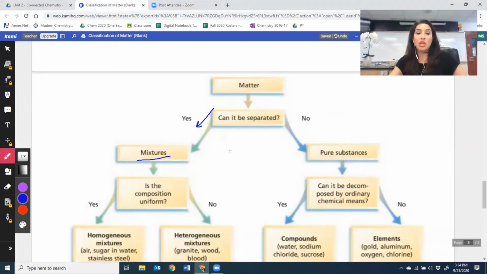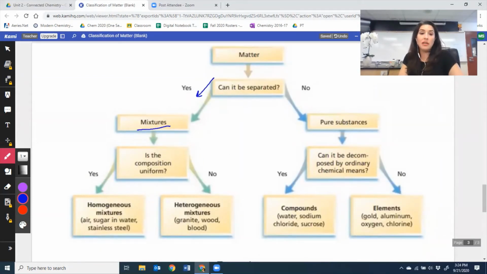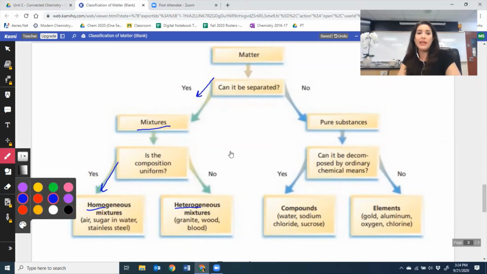If the mixture is uniform in composition, it's a homogeneous mixture, meaning same throughout. If it's not uniform in composition, then we're talking about a heterogeneous mixture, or different throughout. So granite, wood, or blood would be examples of heterogeneous mixtures. They're not exactly the same in every single spot, unlike our air or sugar dissolved in water or stainless steel, which are uniform throughout. Those are homogeneous mixtures.